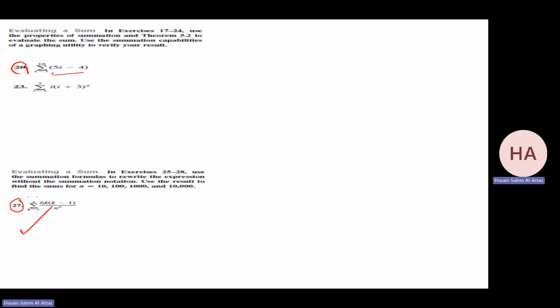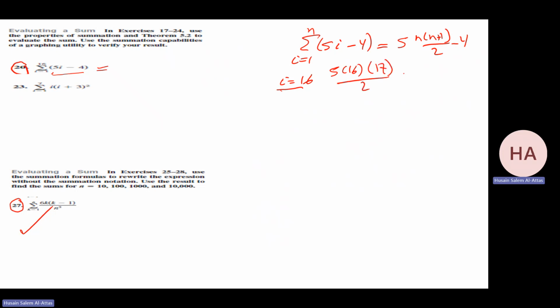I think this one you can first simplify. Do it for i equal n. I have summation i equal 1 to n, 5i minus 4. That gives me what? 5 times summation of i, which is n times n plus 1 over 2, minus 4. Now choose i equal 16. So i equal 1 to 16. That will be 5 times 16 times 17 over 2 minus 4. This is 8. I think I will leave it for you.